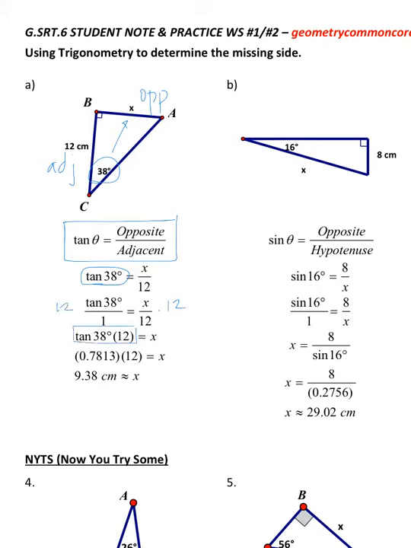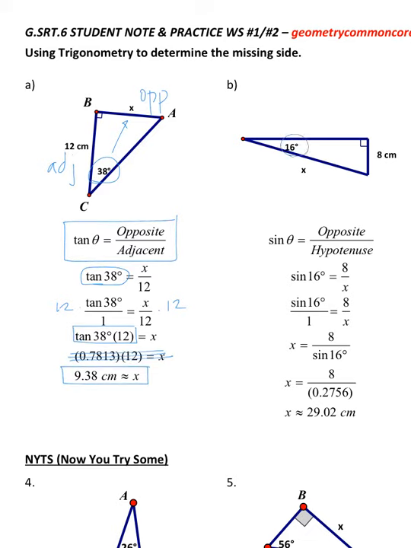And so I expect you to skip the next step and just plug it into your calculator. Do 12 times tangent of 38 to be as exact as possible in our approximation, and you should get about 9.38 centimeters. Looking at the second example, we have 16 as the reference angle.